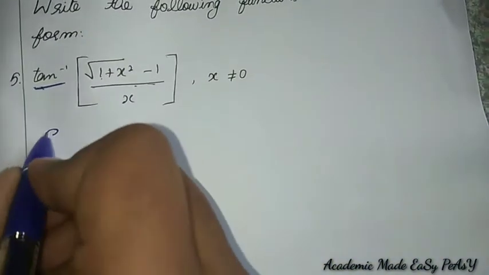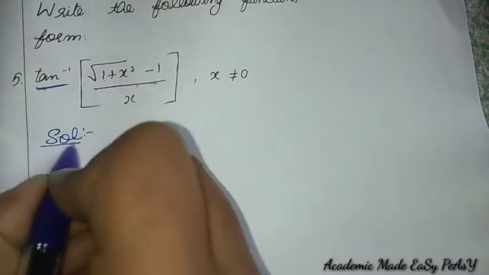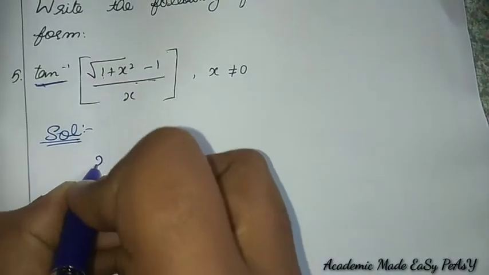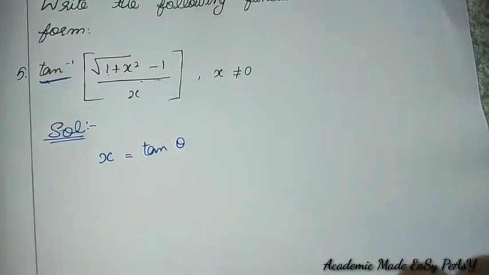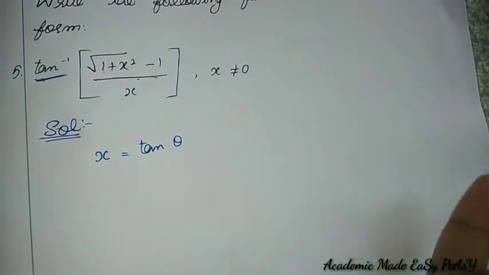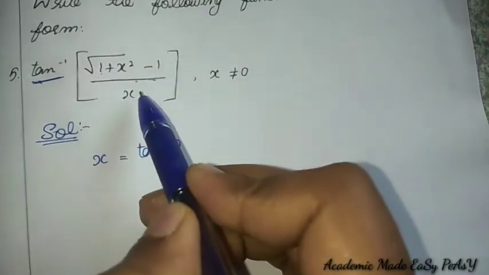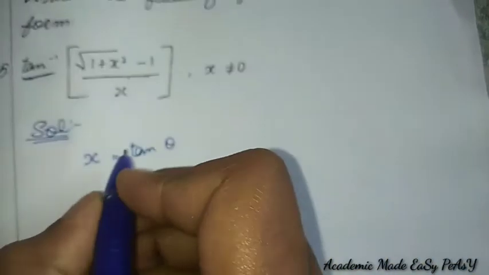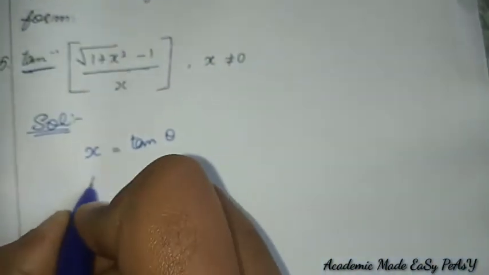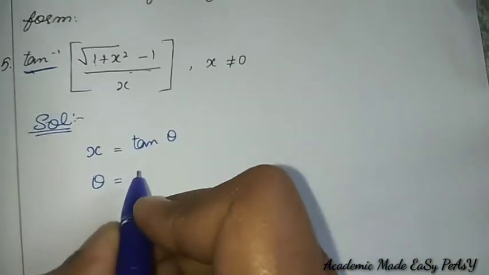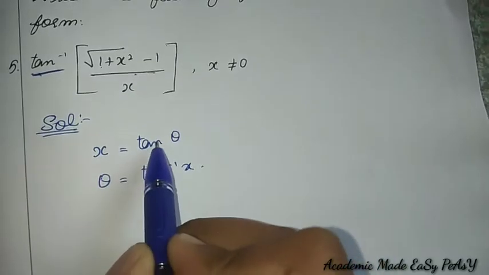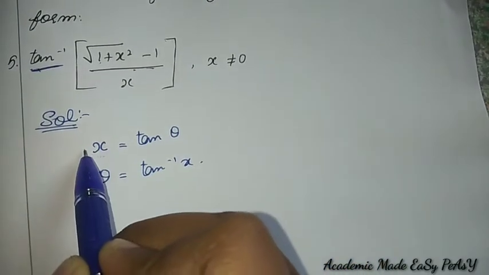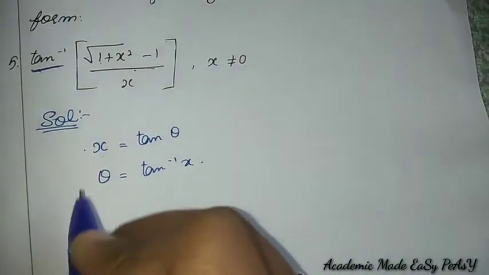So now let's get started with the solution. I will be writing x is equal to tan theta. However it is favoring the question, we will be applying it. Also I'm writing theta is equal to tan inverse x. I'm just taking the tan inverse to the left hand side, so I have written theta is equal to tan inverse x.